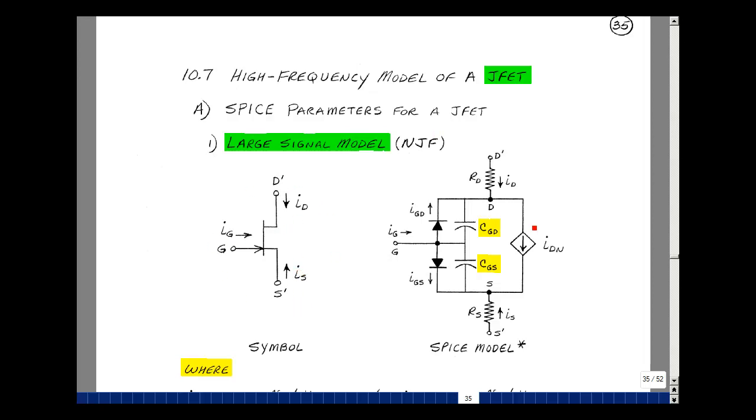We'll take our previous model, which had a controlled source with 3 different expressions, and we have a diode between the gate and the drain, and between the gate and the source. What we're going to add now is the capacitance associated with these diodes, and also some resistance for the leads. I'll be calling this terminal here the drain prime, like we did for the BJT, and the source prime, and here's the drain and source from our previous definition.